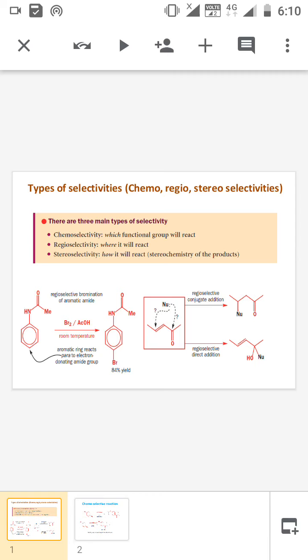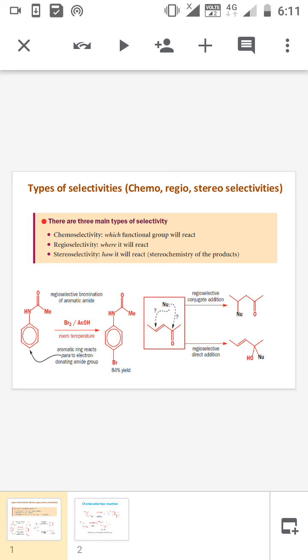Next topic is the types of selectivity. We have three different types of selective reactions: chemoselectivity, regioselectivity and stereoselective reaction. First of all, we are moving to regioselectivity. Regioselectivity means, in a multi-step synthesis, where the reagent will react in a chemical reaction if the reagent consists of multiple bonds, etc. So that is regioselectivity.